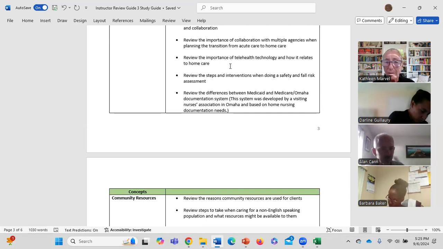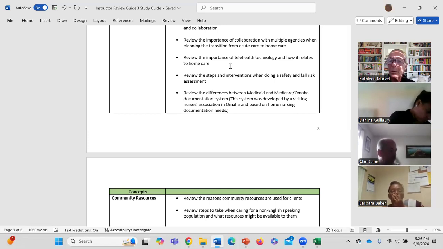I put in parentheses, the system was developed by visiting nurses in Omaha and based on the home health documentation needs. Since it's so multi-agency, right? A home health agency can involve so many entities. The system was put in place years ago by the visiting nurses and is still current. We refer to that as the Omaha documentation system.